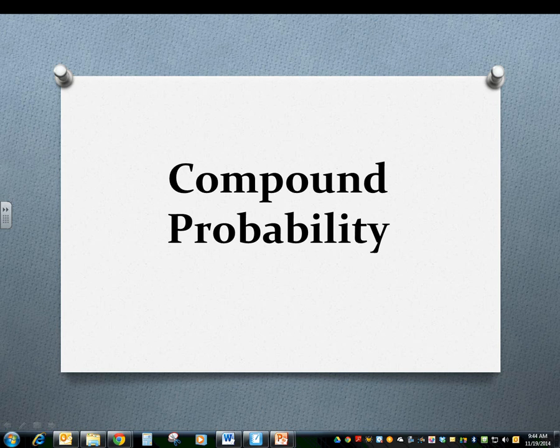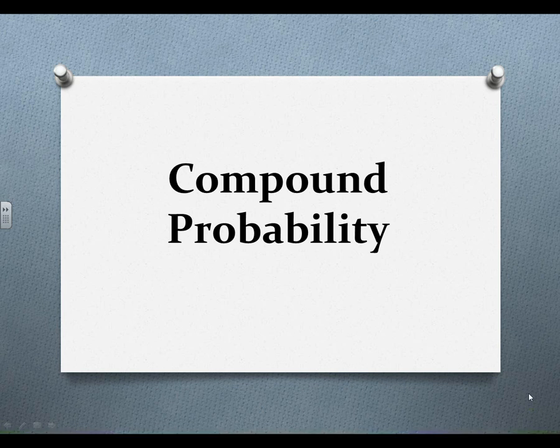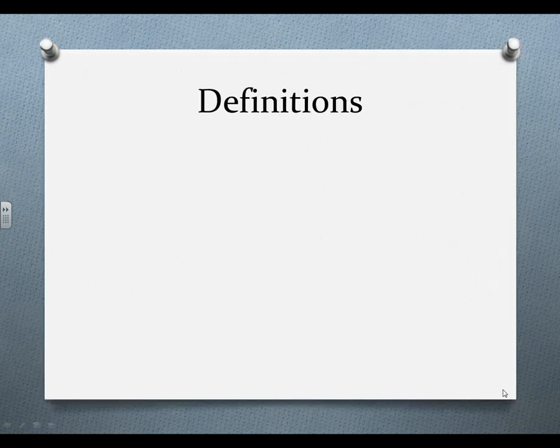Okay, today we're going to talk about compound probability, which is the same thing as the probability of multiple events. So in the past, we've talked about just a single event. Now we're going to talk about having two or more events happen. But before we go there, we need to clarify some things, and that is that events have two possibilities.